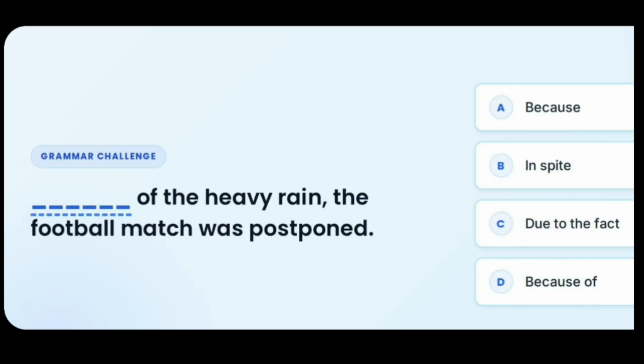The correct answer for this question is choice D. Because of is right. Let's see it. Because of is a prepositional phrase followed by a noun phrase, the heavy rain. For this reason, the correct answer is choice D.